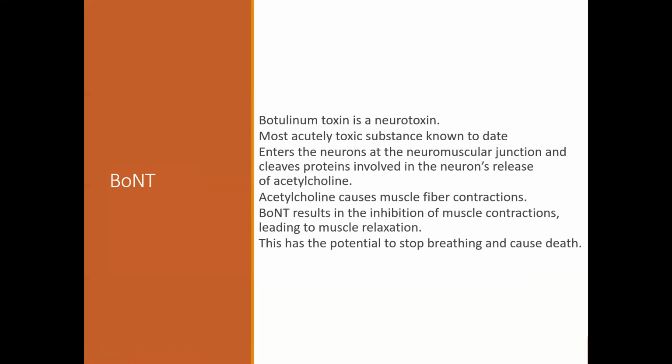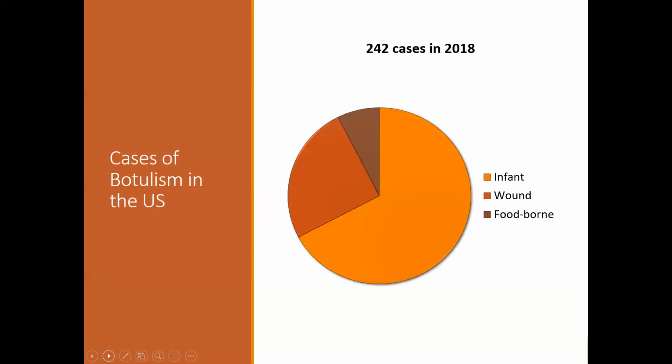So this time the muscles can't contract, so the muscles stay in a state of relaxation, and essentially the person, if they don't receive treatment, will suffocate to death because their diaphragm doesn't contract to allow air to flow into the lungs. It is the most acutely toxic substance known to date. It's about 1,000,000 times more potent than rattlesnake venom, so a very potent toxin.